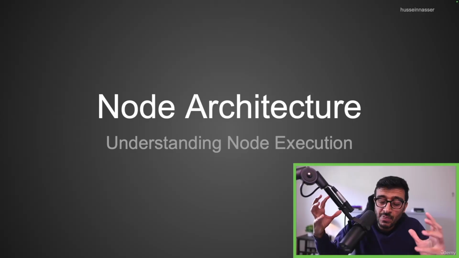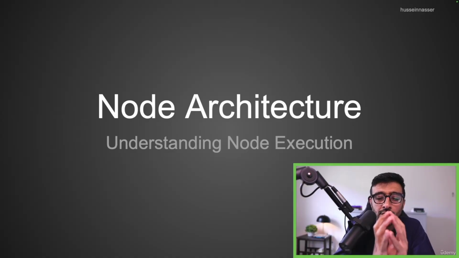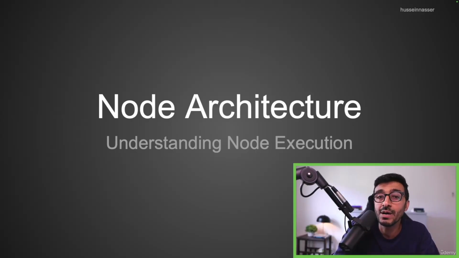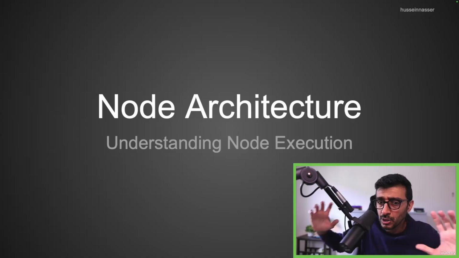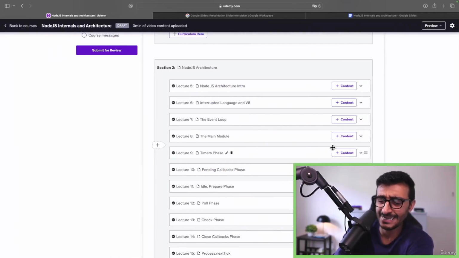So these are the pieces of the architecture, and understanding it all comes down to one fundamental understanding of the event loop. There's a loop that's going on in Node.js. Let's go a little bit inside here.